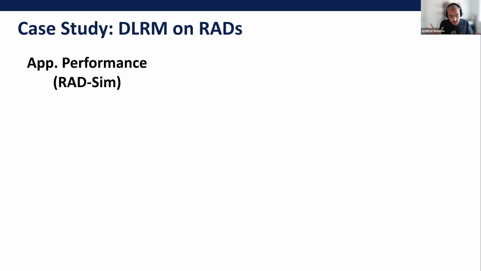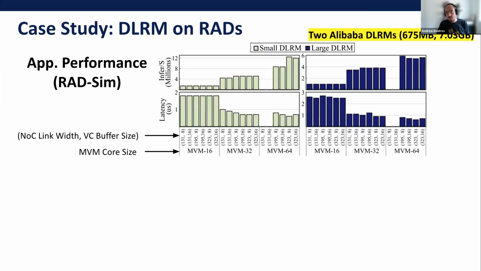Now, how would the tools that we built help evaluate such a RAD architecture? We can start by evaluating the application performance using RAD-Sim. We built the application in RAD-Sim and we use two DLRMs from Alibaba that mimic realistic DLRMs that they deploy in their data centers. And in RAD-Sim, it's very easy to explore different scenarios. We experiment with different matrix vector multiplication core sizes: a small core, a medium core, and a big core. Those are the cores that are hardened on the side of the RAD. And we also sweep parameters like what if we have a wider NoC, or a deeper virtual channel buffer for the NoC, and so on.